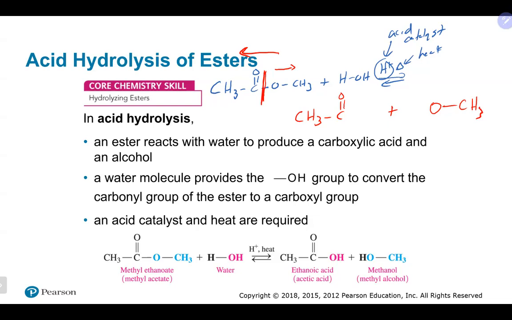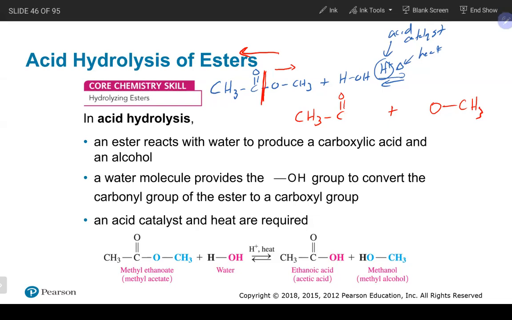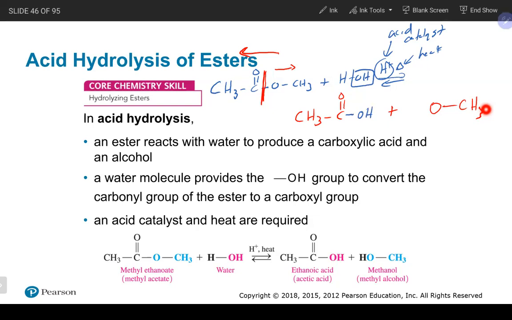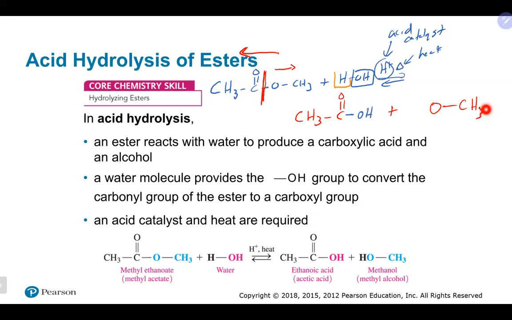So to get my guy on the left to the carboxylic acid, it needs the OH, which is right here. So this OH will then come and rebuild my carboxylic acid. And that's going to leave me an H that's left over, which is good because that H is needed to rebuild my alcohol by putting the H there.